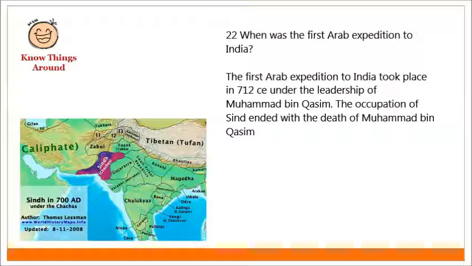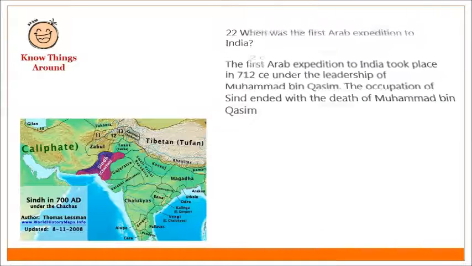When was the first Arab expedition to India? The first Arab expedition to India took place in the 12th century under the leadership of Muhammad bin Qasim. The occupation of Sindh ended with the death of Muhammad bin Qasim.